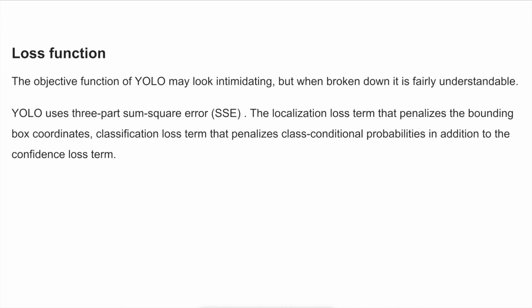Now I will go to the loss function. People generally wonder how YOLO works, which loss function YOLO uses, and how the loss function is manipulated. Here YOLO uses a three-part sum-squared error loss function. First is the localization loss term, which penalizes the bounding box coordinates. Second is the classification loss, which penalizes the classification confidence probability. And third is the confidence score.